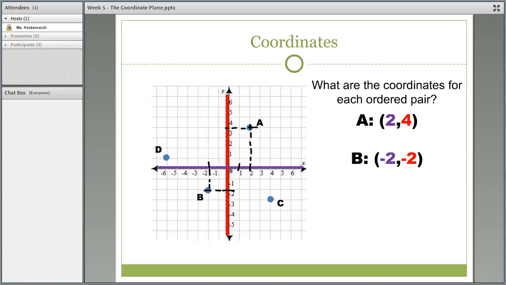Now let's take a look at C. I'd like you to think for a minute about C and about where you think the point might be. So pause the recording, and I want you to have a piece of paper out and write down what you think the answer is for C, what the ordered pair would be for C.